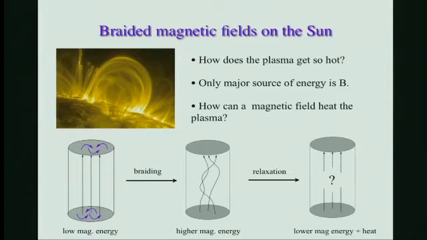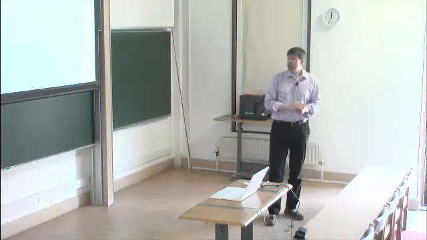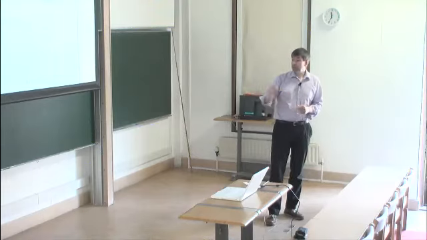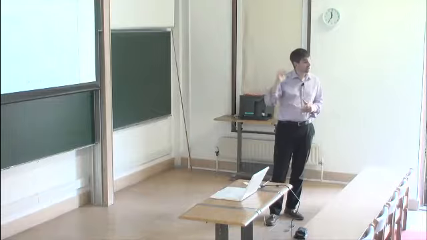The only source of energy available which could provide sufficient energy to heat these loops is the magnetic field itself. So in the 70s, Eugene Parker, quite an eminent solar physicist, came up with the idea that the motion of the plasma on the boundary of these loops, so at the foot points of these loops, which are anchored in the solar surface, braids these fields, and that stores energy in these loops, and then this energy can be released.